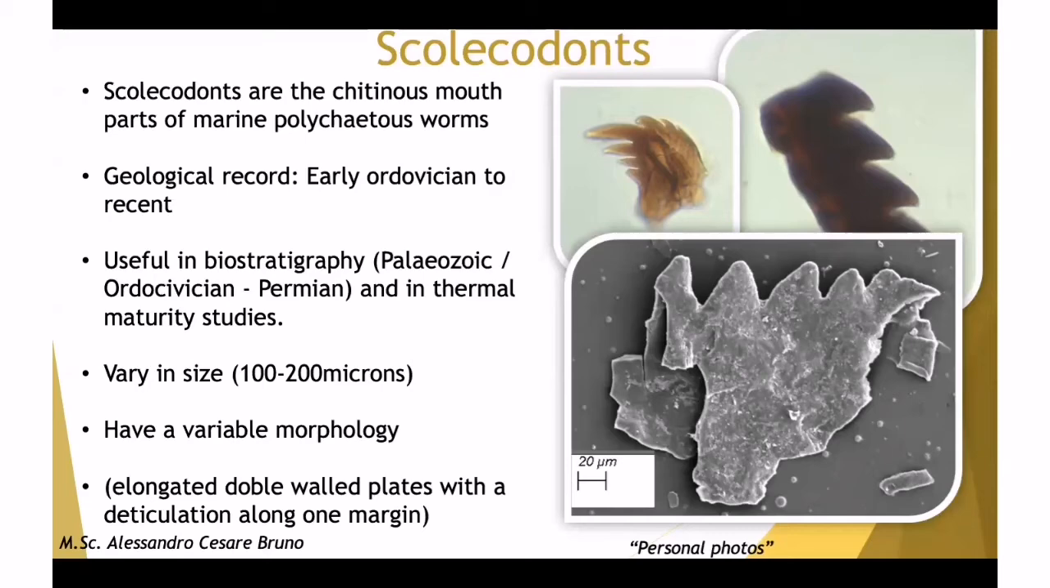Let's start with the fourth group that we are going to see. The fourth group is a very particular group that is called Colecodonts. Colecodonts are chitinous mouth parts of marine worms, extinct worms. Their geological record is from the early Ordovician to the recent, and they are very useful geostratigraphically, generally in the Paleozoic, principally in the Ordovician and the Permian.